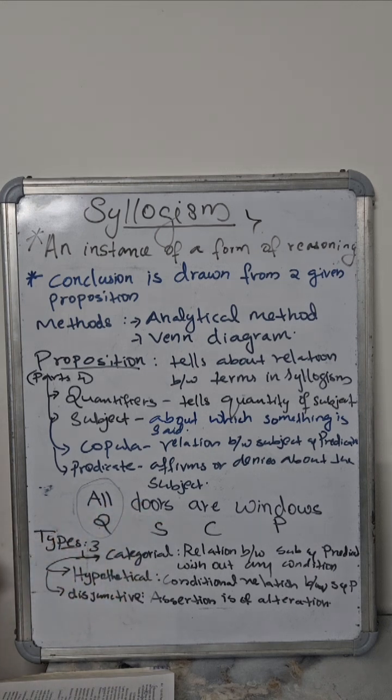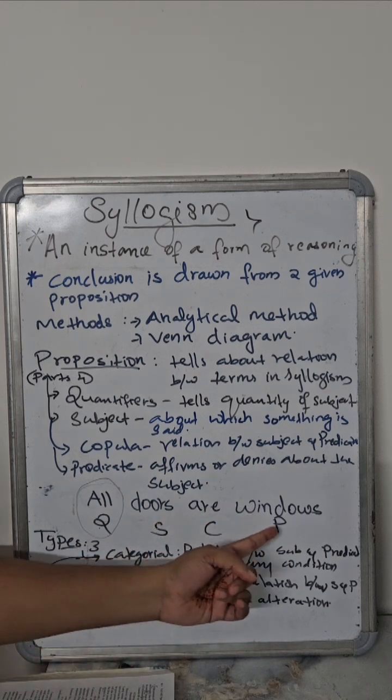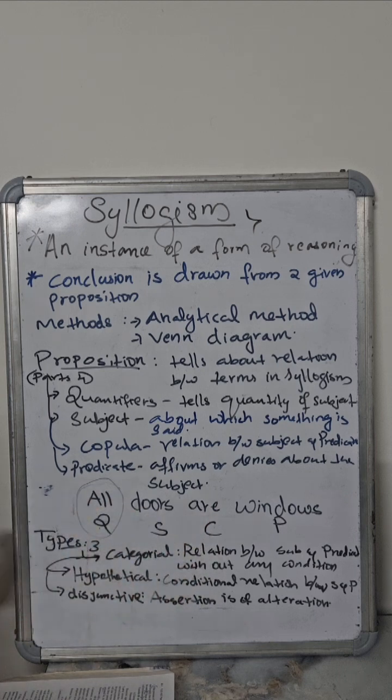Next is the copula. The copula is the relation between the subject and the predicate. The subject and predicate are related here using this copula, that is, are. So in the given statement, are is the copula. In a positive statement, the copula will be are, is and so on. And in a negative statement, the copula will be is not, are not, etc.